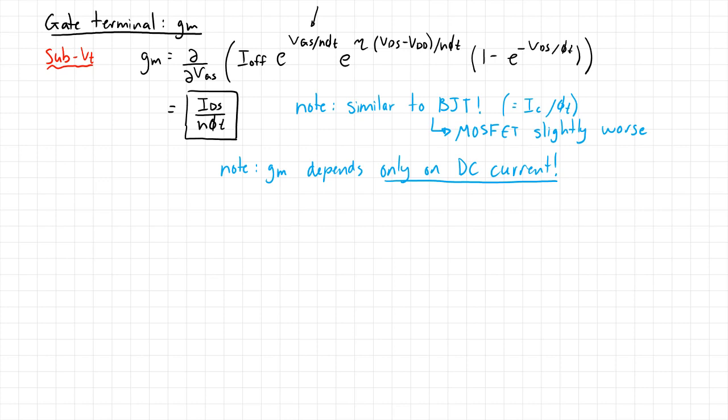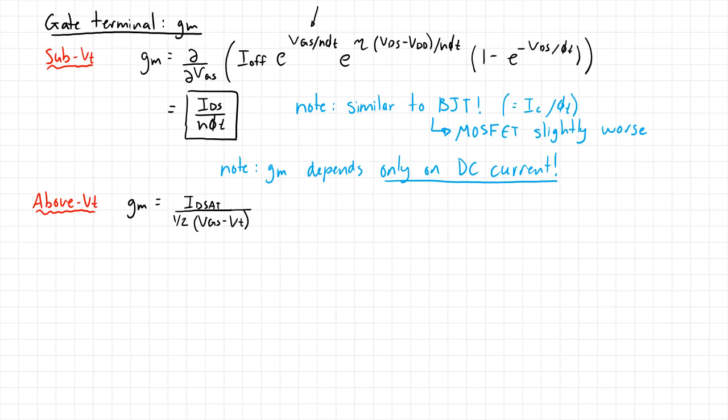Okay, so let's contrast this to what the transconductance looks like in above threshold. Again, the definition in above threshold is the same thing. You take the derivative of the drain to source current with respect to VGS. In this case, I'm just going to write down the answer, but the math is still fairly straightforward. It's equal to I DS SAT, which is just the saturated drain to source current, divided by 1/2 (VGS minus VT).